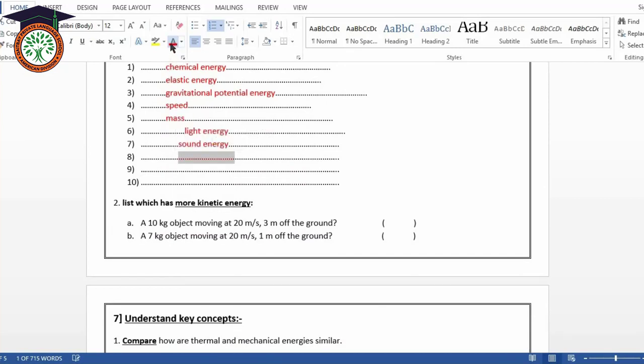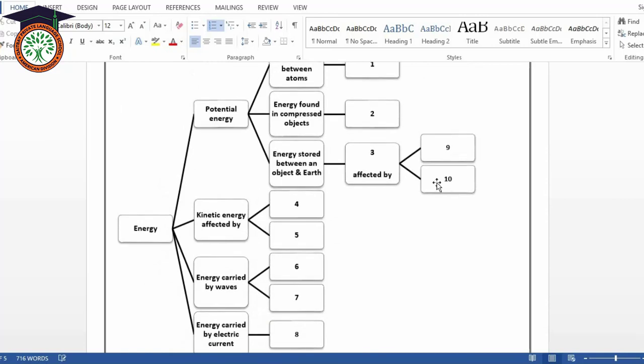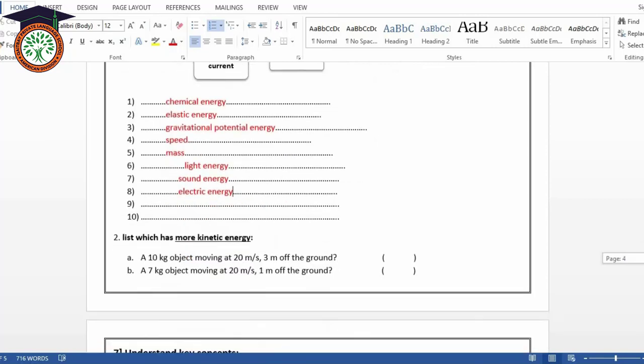Okay, let's move back to questions 8 and 9. Where is 8? Here is 8. Energy carried by electric current, so from the name we can know what the answer is. Electric current, so I'm talking about electric energy.